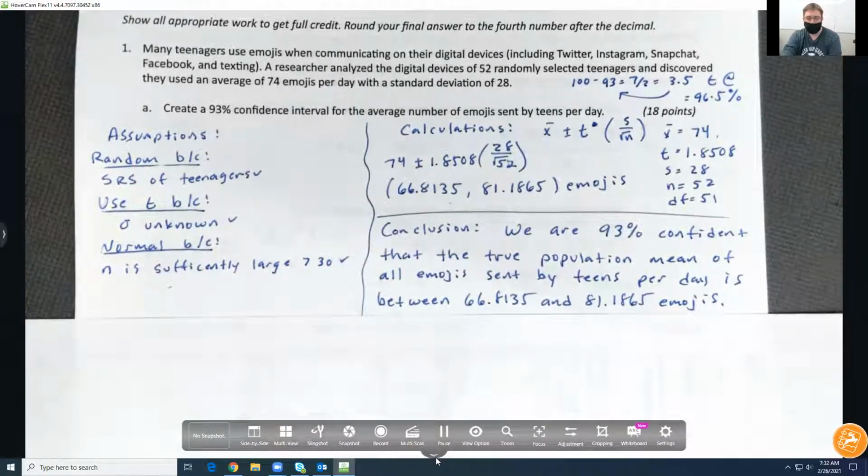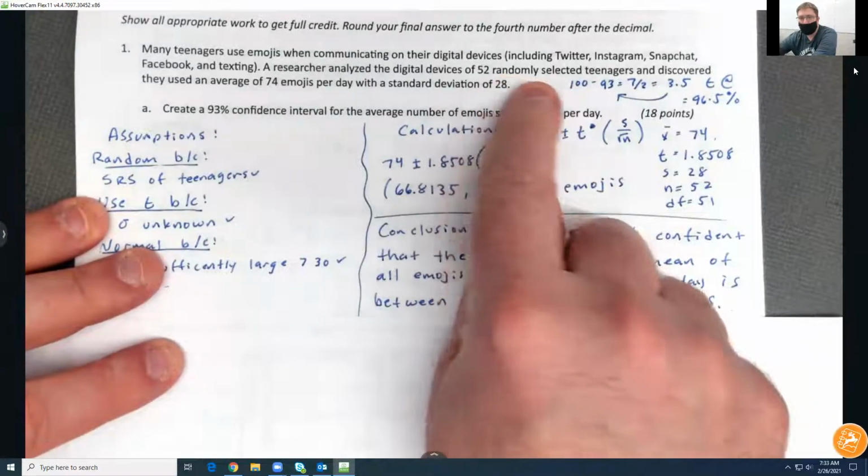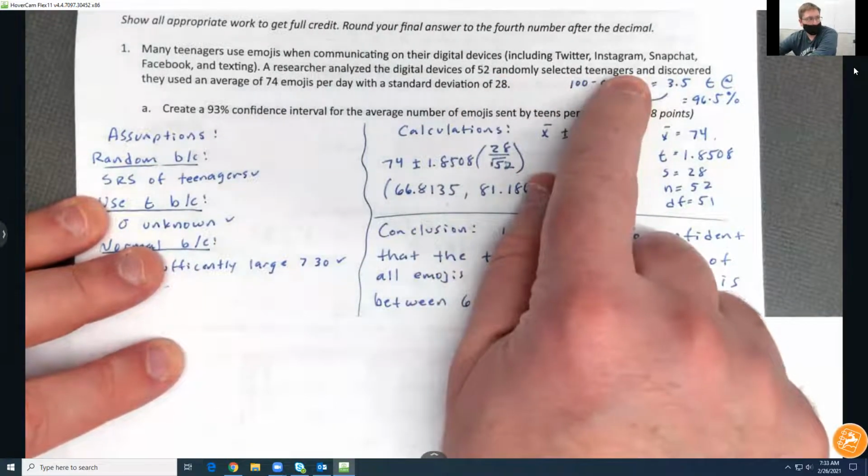Okay. So number one basically just says, please create a 93% confidence interval for the average number of emojis sent by teens per day. So all your information is up there in the paragraph. Hopefully by doing these a couple of times, you guys are starting to get familiar with what to look for so that you can actually set these up correctly. So the numbers they gave me, 74 emojis per day and 28 as my standard deviation, both come from the 52 selected sample of teenagers.